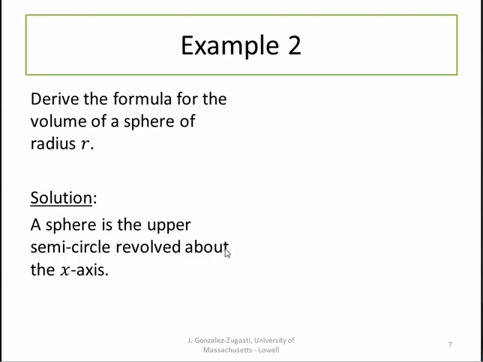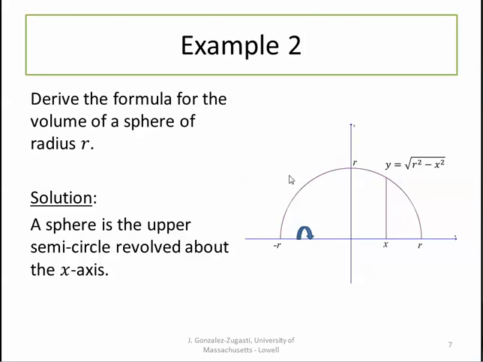If you think of a sphere, you take a semicircle and you revolve it around. So let's say our semicircle is the upper semicircle above the x-axis, centered at the origin. Here's what it looks like, and we know the formula for that. It's y equals the square root of r squared minus x squared. We're taking that shape and revolving it around the x-axis, so here's what one of the slices would look like.